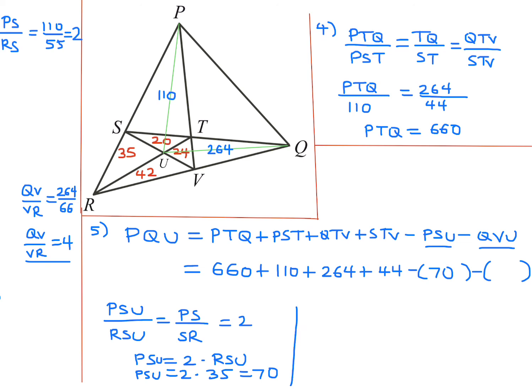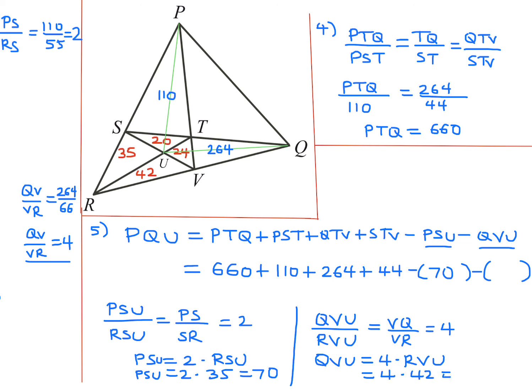In a very similar way, let's figure out QVU. QVU over RVU, that's going to help me. QVU over RVU, if you look at those two and you look at their bases, the bases are VQ over VR. Well, VQ over VR, I had figured out was 4. So that means QVU is 4 times RVU. And RVU is 42. So 4 times 42, and that is 168 for QVU. So there we go, 168 goes in there.